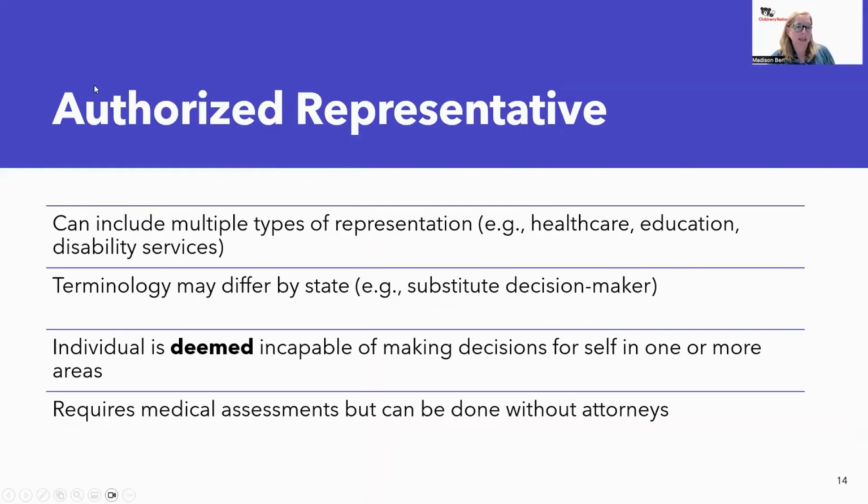And then again, stepping up, an authorized representative can include multiple types of representation in the healthcare setting, education, or disability services. The terminology may differ by state. So it could be called the substitute decision maker, like who can step in and actually make the decision. The individual is deemed incapable of making the decision for themselves in one or more areas. So again, maybe this is restricted to money, and that may be one area versus what they do in school or something like that. It requires medical assessments, but can be done without attorneys.